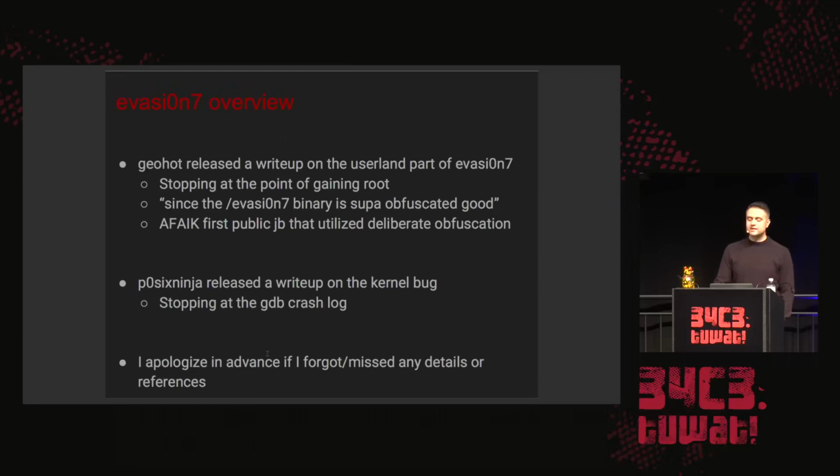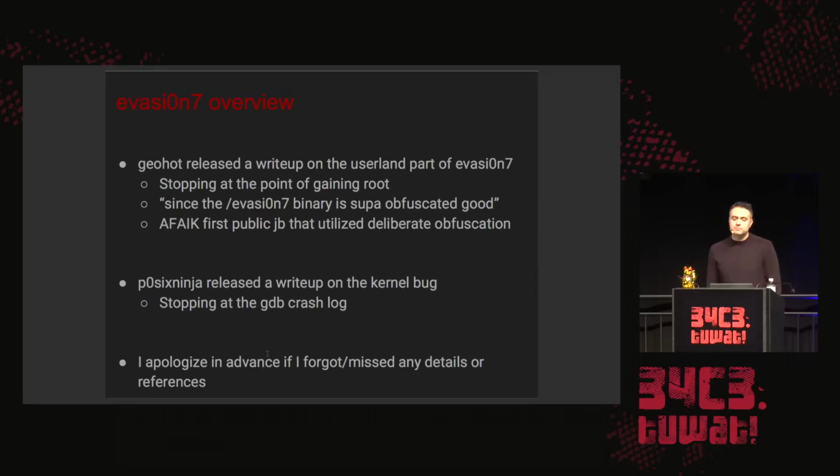And basically, he mentioned in his write-up that the Evasion 7 untethered binary, which is basically what was doing the kernel exploit, was obfuscated. And as we will see, this was indeed the case. And as far as I know, that's the first jailbreak that used deliberate obfuscation. I don't know the reason.